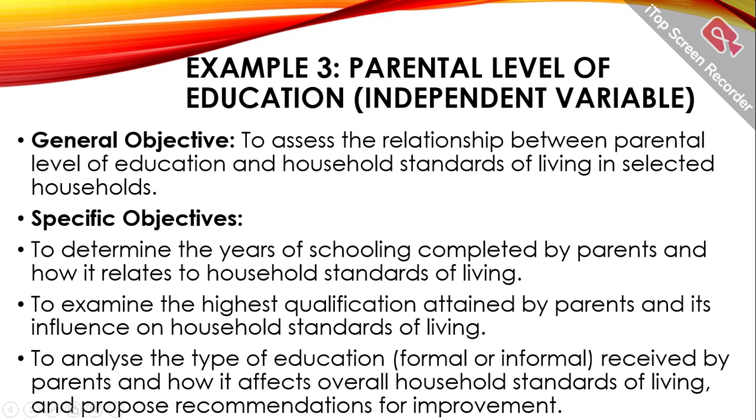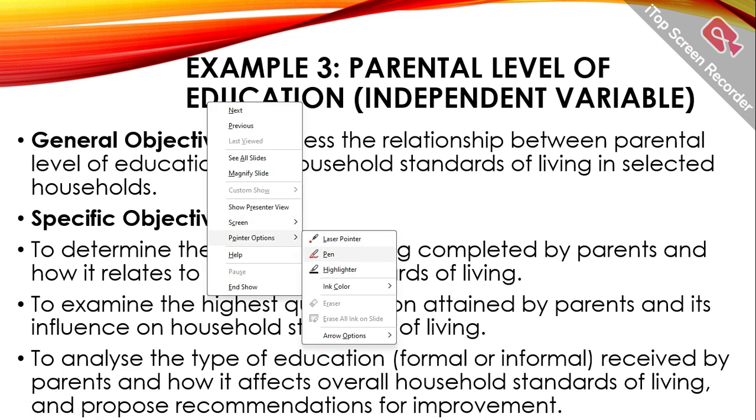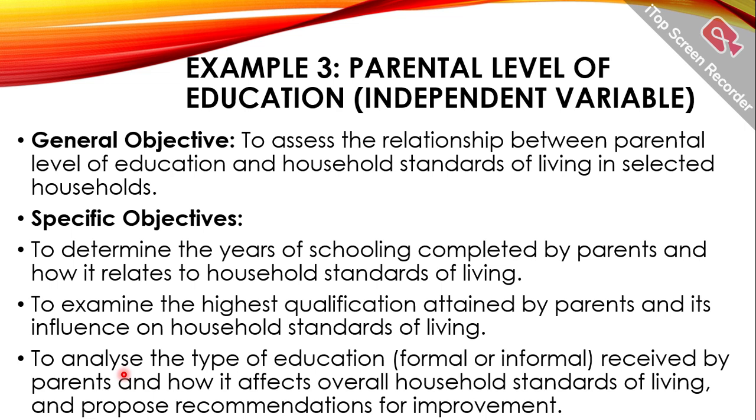If the third one is here, let me get the third one here. The third one here is to analyze the type of education, formal or non-formal, received by parents and how it affects the overall household standards. So that would mean that I ask myself, so the objective says here to analyze the type of education, formal or non-formal. So what type of education was received by the parents, and then I'm asking how it affects. So I have there another question there.